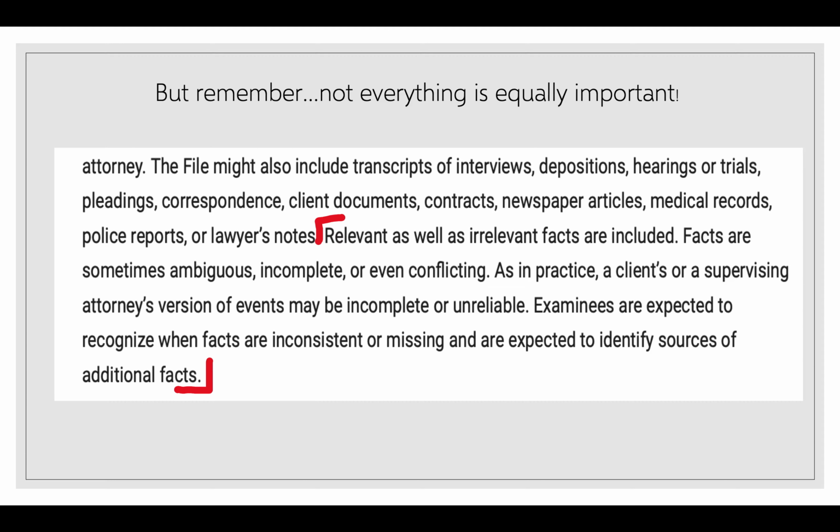Okay. Now, I started talking about the facts in the case file. This is a good chance to step back and realize that the bar examiners tell us not everything is equally important. If you read this section here, you see that they say relevant as well as irrelevant facts are included. And then sometimes those facts partially conflict with each other. And so your job as a lawyer sitting for this bar exam is to weed out and to sort through what is most relevant and not relevant. And that's a skill that we are practicing in our class.